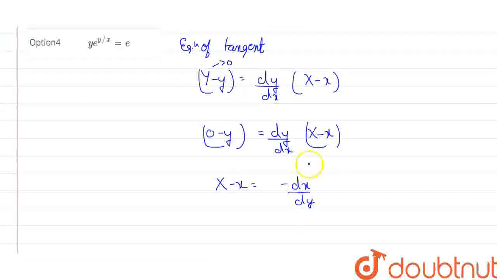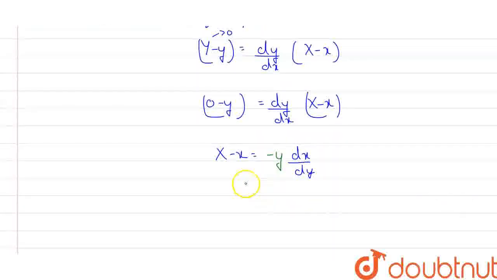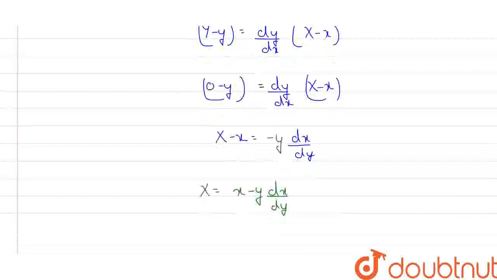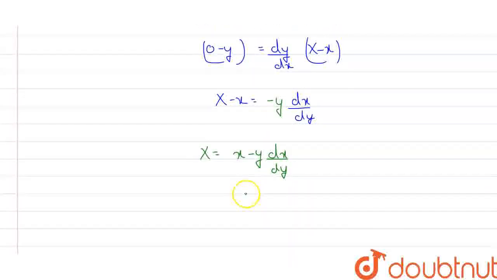Why dx by dy? Because if I put this part on the other side, it becomes dx by dy, and there is also a negative of y. I just forgot to write negative of y. So this should be negative of y dx by dy. Now I can write this statement as capital X equals x minus y dx by dy.